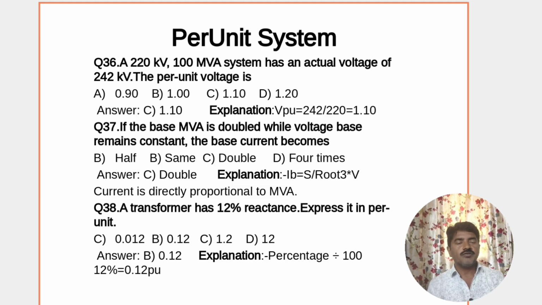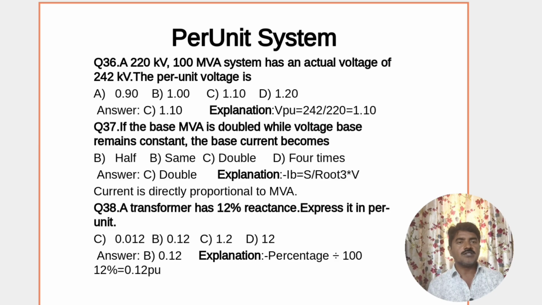37. If the base MVA is double while voltage base remains constant. Here base voltage is constant. Here MVA is double. The base current becomes, base current formula is, base current is equal to the base power by root 3 into base voltage. So substitute in our equation, we will get the double. So both are directly proportional. So base MVA is double, here base current is also double.